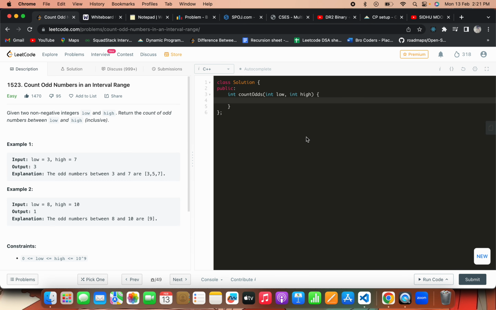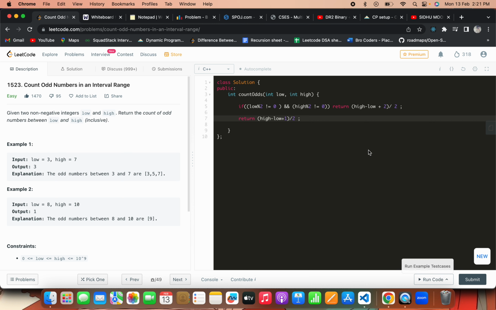So now let's implement it. If both low and high are odd, then we would return high minus low plus 2 divided by 2. Otherwise we would return high minus low plus 1 divided by 2. So let's check if it's working or not.